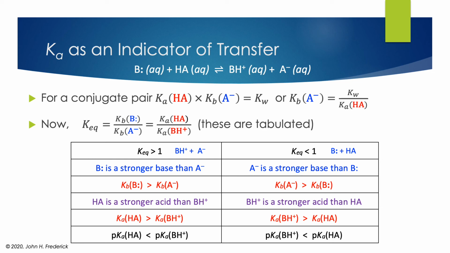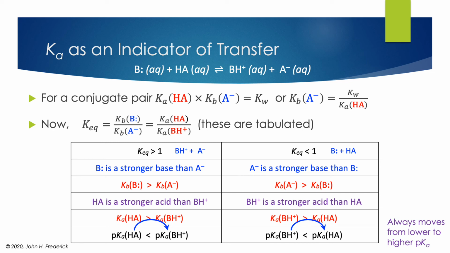But now let's look at how that correlates with the results we expect. If you look at the top row in this table, it shows you that the preferred products are BH plus and A minus. All right, the pKa of HA is less than the pKa of BH plus. So in effect, the proton has moved from the lower pKa species to the higher pKa species, or it looks something like this. The same is true for K equilibrium less than 1, although in this case the two pKa's are reversed in their roles. So in each case, the pKa tells us that the lower one is where the proton comes from and the higher one is where it goes to.